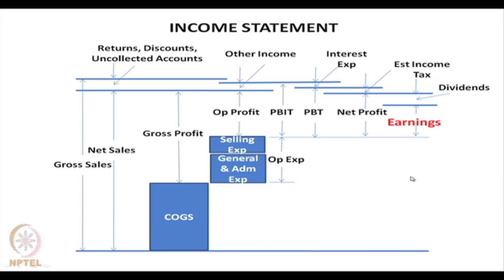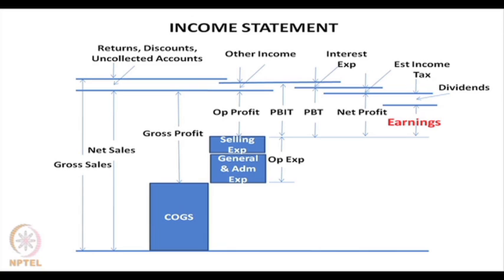Now, we come to the second statement, the income statement. In the balance sheet we showed, as on a particular date, what the company owes to others, to the owners and to the non-owners, and what it possesses in the form of assets, and what are the components of assets and what are the components of liabilities. Now, the second financial statement is the income statement.